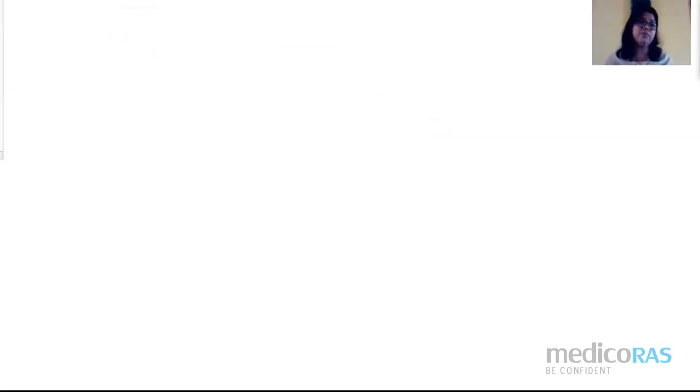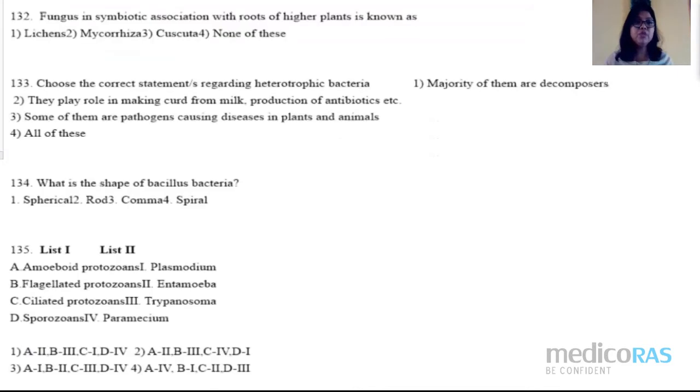So let's see the last portion of today's discussion, from question number 132 to 135. This is question number 132. Here they are asking about the association of root and the fungi. If it is algae, then it is the association of fungi and algae, lichen. And if it is mycorrhiza, then it is the fungi and the roots of higher plants. Cuscuta reflexa is a kind of parasite. There is no symbiotic relationship, parasites never show a symbiotic relationship. So our answer goes to option number 2.